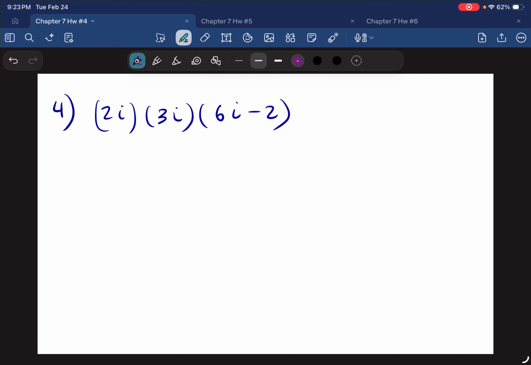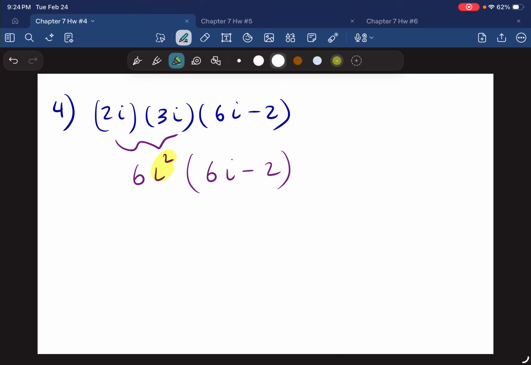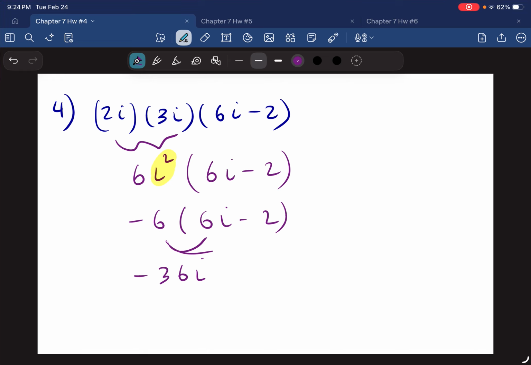Okay, so in this one we have 3 separate terms right here, so that looks confusing, right? But same idea. We're going to multiply these two first. So multiply it out. I have 6i squared, and then I have 6i minus 2. But you see the i squared right here, that's -1, right? So this whole thing right here becomes -6, because 6 times -1 is -6. So bring down 6i minus 2. Multiply that out, so you get -36i, and that's going to be positive 12.